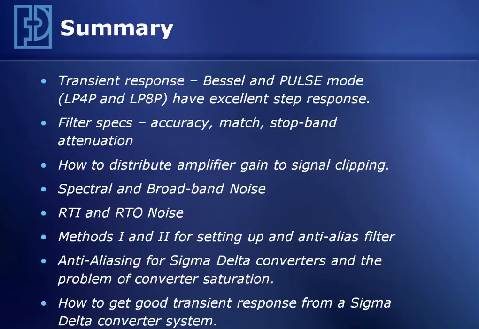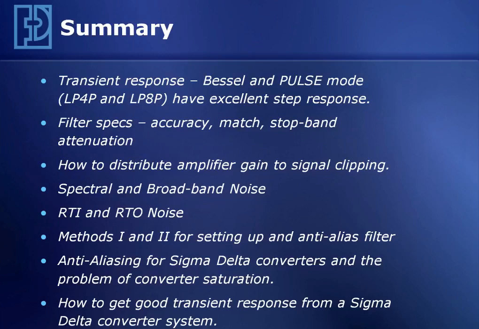We talked about spectral noise and broadband noise and how to go from one to the other, given an assumption that the noise is white. We talked about the referred to input and referred to output noise specifications and how to use those specifications to compute broadband noise at the output of a filter amplifier.